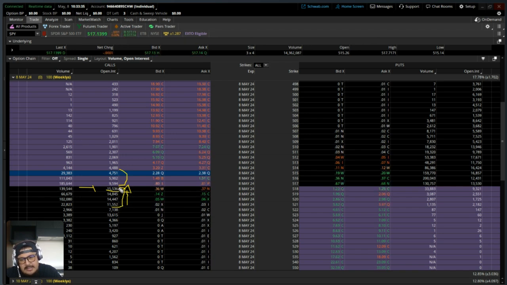If the price gets above here, they will start trying to push the price back down so that this will be able to expire worthless and they're able to make money on it.